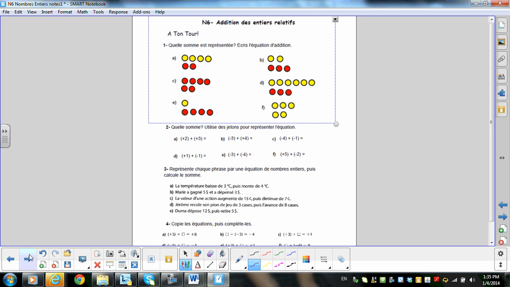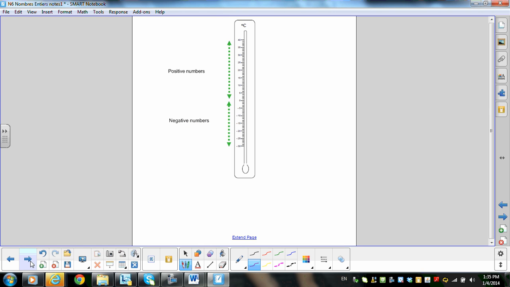I'm just going to skip this page right here, and I'm going to talk about the weather. So we're going to talk about a thermometer and we're going to talk about all the positive numbers. So we're looking right here. I know it's small, but this is the 0 line right here. So freezing temperatures start at 0.